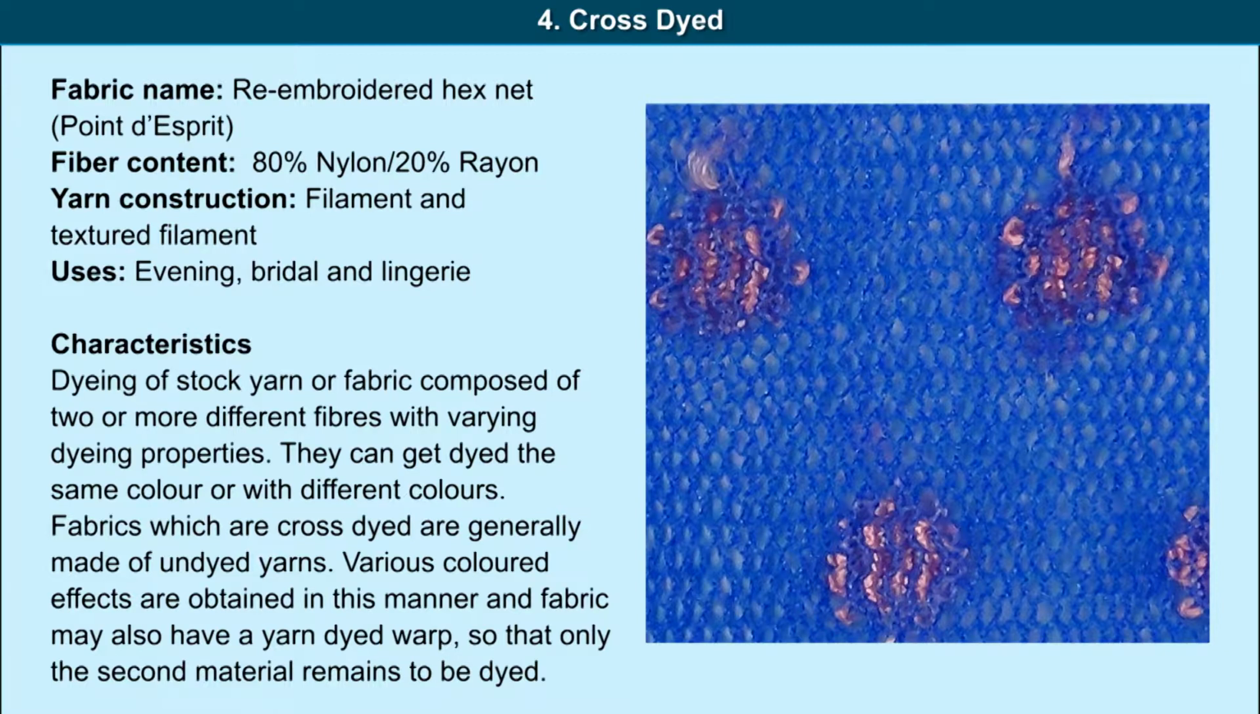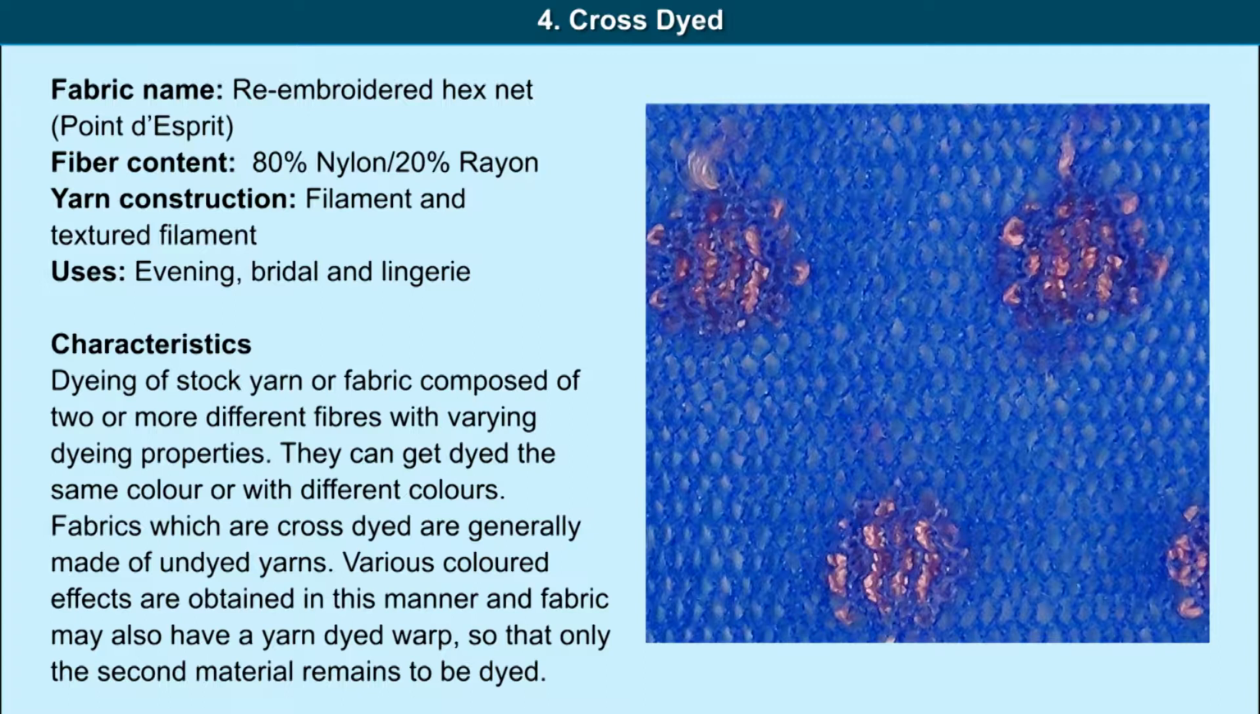The contents are 80% nylon and 20% rayon. The yarn is of filament and it is a textured one. It is used in evening, bridal and lingerie items. Characteristics: dyeing of stock, yarn or fabric composed of two or more different fibers with varying dyeing properties. They can get dyed the same color or different colors.